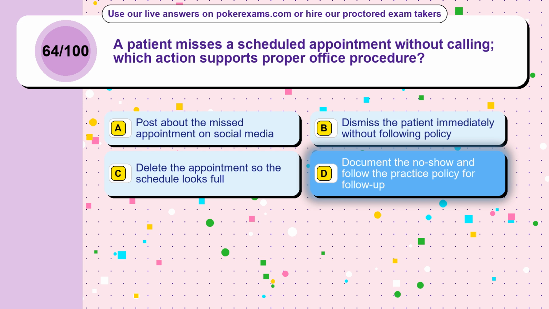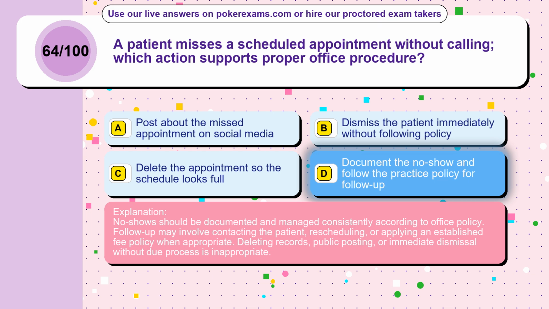The correct answer is option D. Document the no-show and follow the practice policy for follow-up. No-shows should be documented and managed consistently according to office policy. Follow-up may involve contacting the patient, rescheduling, or applying an established fee policy when appropriate. Deleting records, public posting, or immediate dismissal without due process is inappropriate.